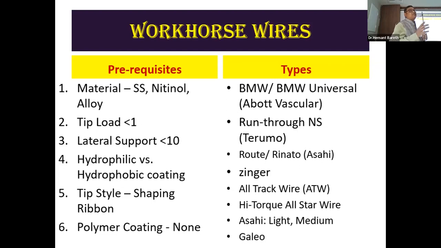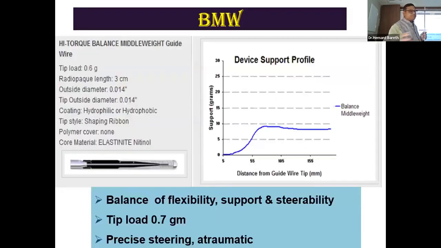BMW and Runthrough are the commonest workhorse wires that we have. This is a BMW wire. You can see it is an Elastinite wire with a tip load of 0.6. A BMW Universal may have a tip load of 0.7, but this one has a tip load of 0.6, 30 mm radiopaque length, 0.14 diameter, no taper. Mostly it is hydrophilic. There is a shaping ribbon. There is no polymer, and the material, as I say, is Elastinite, one type of nitinol.